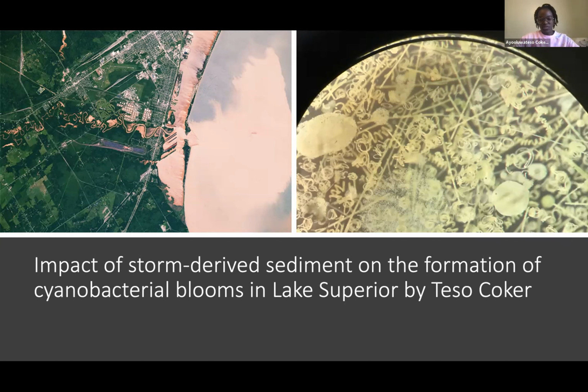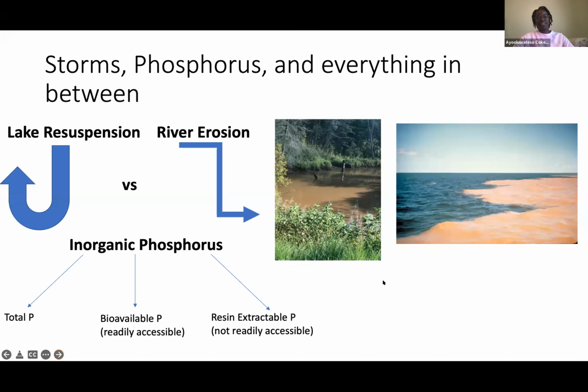the impact of storm-derived sediment on the formation of cyanobacterial blooms in Lake Superior. So we're going to talk about storms, phosphorus, and everything in between. Before we get to a bloom, we have to know what typically fuels it. And in terms of Lake Superior, phosphorus is the limiting factor. So that's what I want to examine. And we found a link between storms and these big cyanobacterial blooms that are happening in Lake Superior.